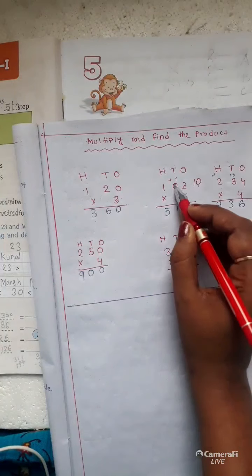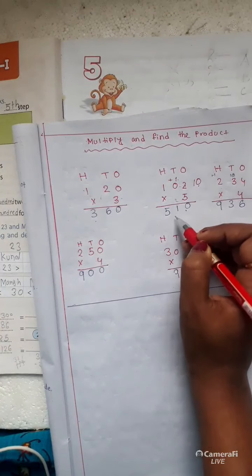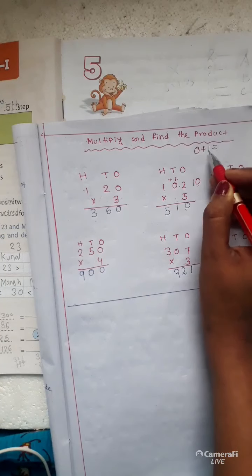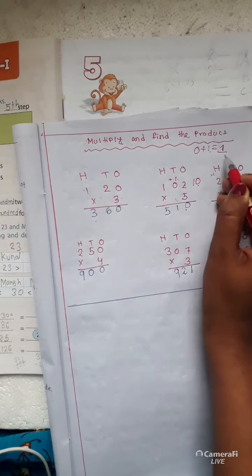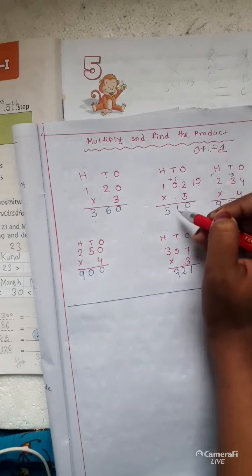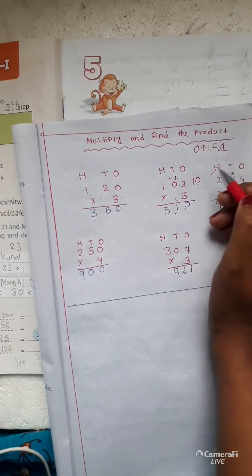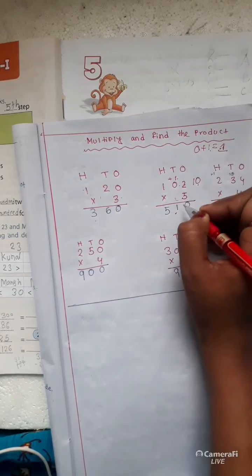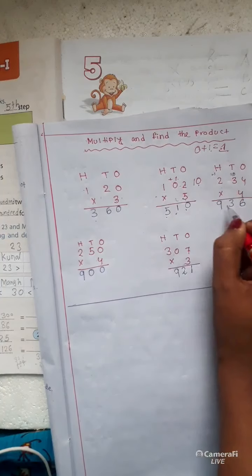So what I will do? Yes, so 0 plus 1. I told you children, whatever number I will add, the answer will be the number itself. Means 0 plus 1 is 1. But when we multiply any number with 0, the answer will be 0. Remember this. 5 1s are 5.